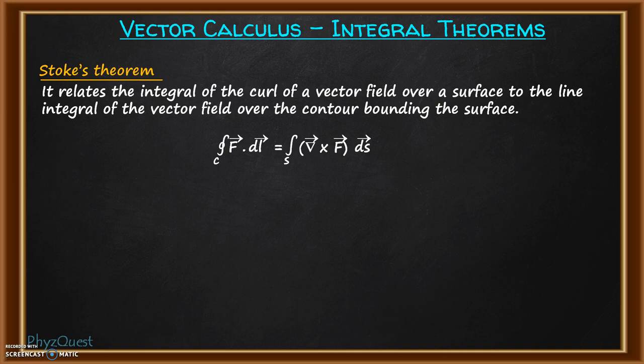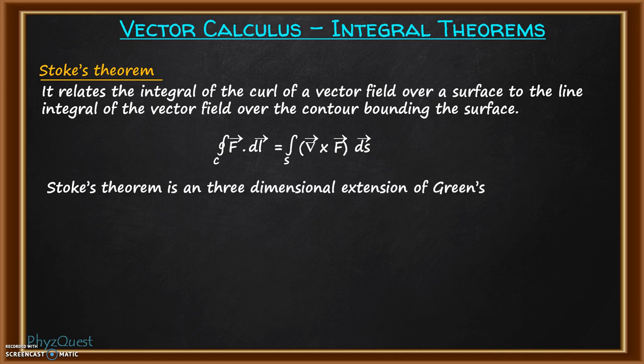So therefore, the only difference is that in Green's theorem we have considered a two-dimensional case. We have considered the xy plane, whereas here it is a three-dimensional case. So we can say that Stokes theorem is a three-dimensional extension of Green's theorem. In Green's theorem, we use a planar surface, like we have used the xy plane in the previous case. But in case of Stokes theorem, we use a three-dimensional surface or any kind of oriented surface.